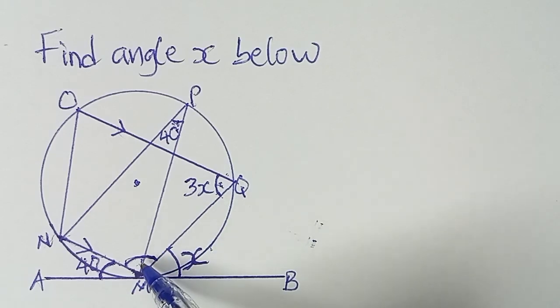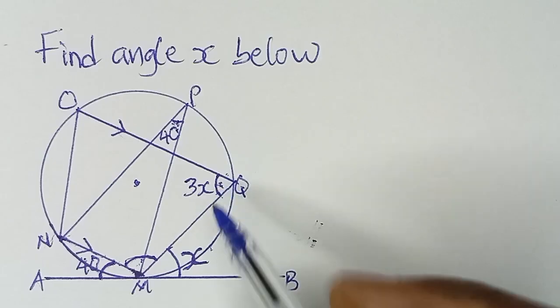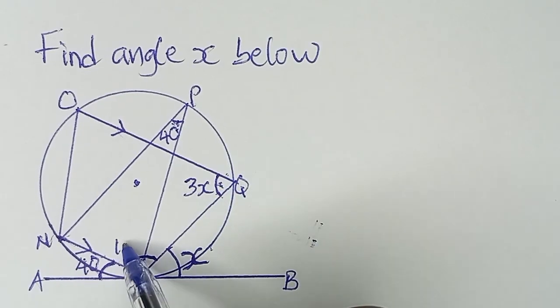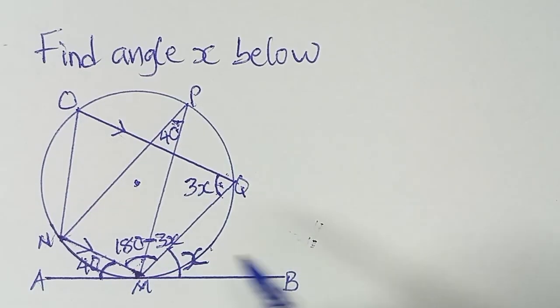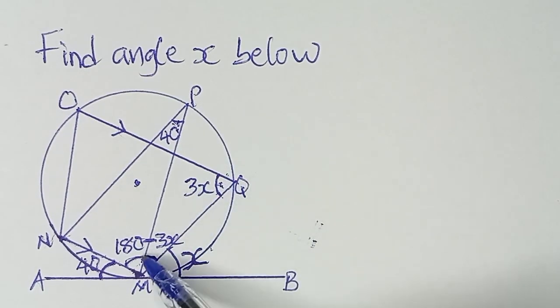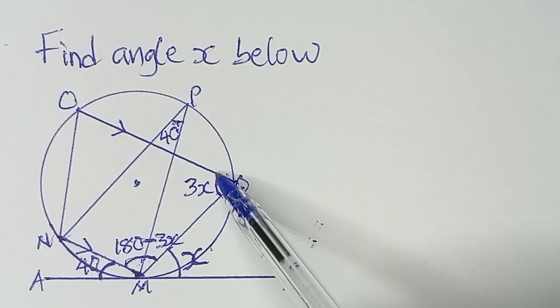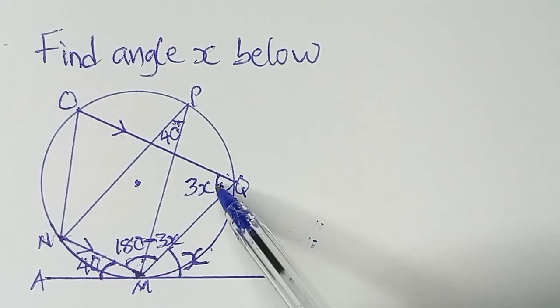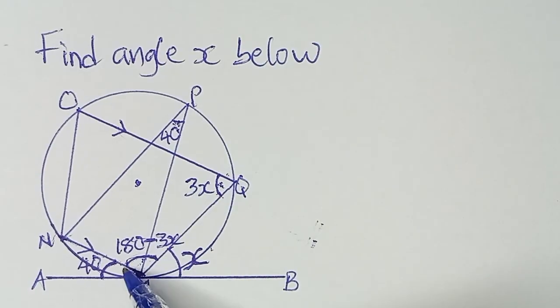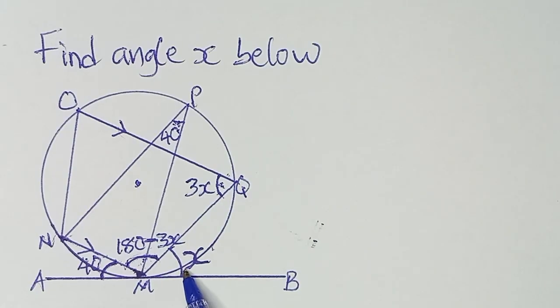So if they add up to 180 degrees and this is already 3x, that means this one has to be 180 minus 3x. So when you have two angles like that sum up to 180, if one is 3x, the other one has to be 180 minus that 3x. That will give you the other angle. Now, we have three angles on a straight line. We have 40 degrees, we have 180 minus 3x, and we have x degrees on a straight line.